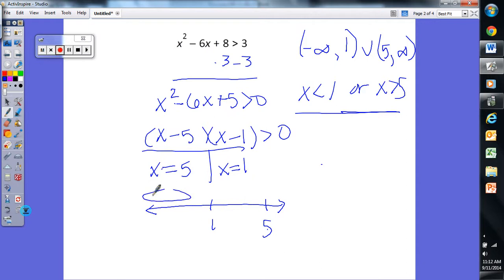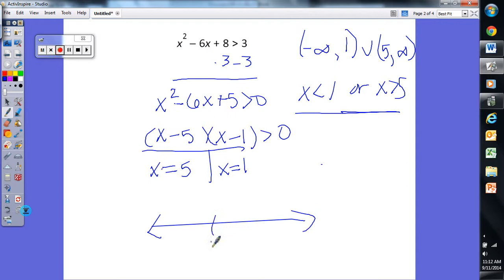So whatever happens on this side of 1 is going to happen to all of these numbers. And whatever happens in here is true for all of these numbers. And whatever happens over here is true for everything bigger than 5. We just have to figure out where it's true. So if we were doing this algebraically, like I said, with no calculator, we would take numbers on either side of 1 and 5. So here's 1, here's 5. We're going to test 0, 2, and 6. Any number to the left of 1, any number in between, any number to the right of 5.